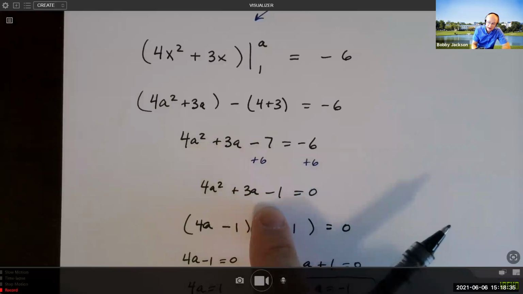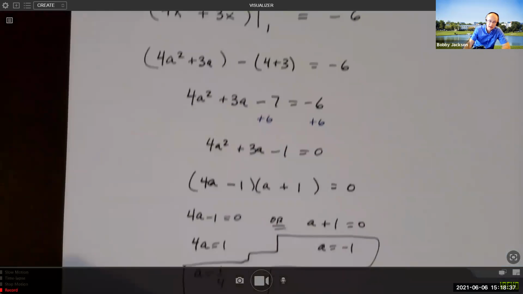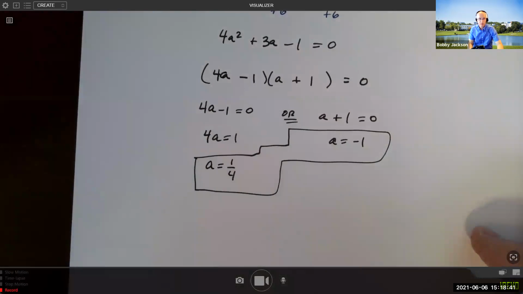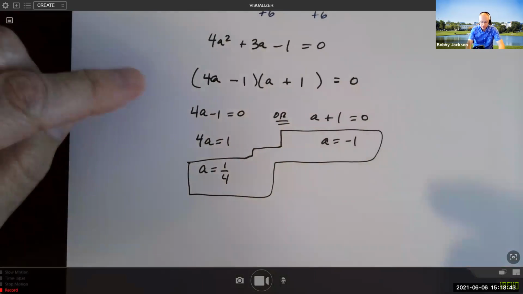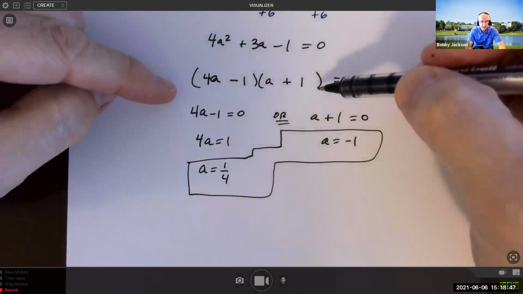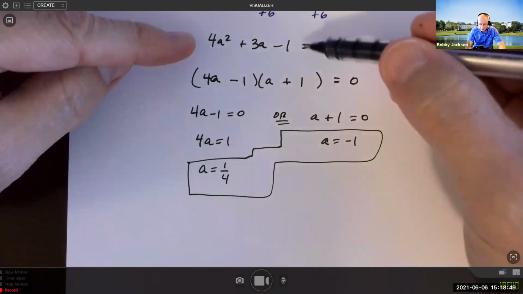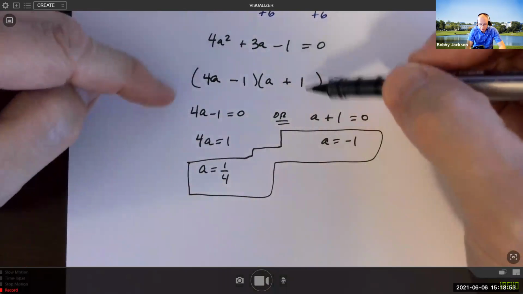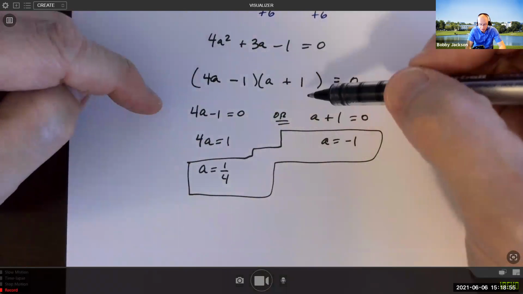And then can I factor this? It turns out, yes, you can. And so again, you've got to be able to factor in this course. If you're having trouble factoring an expression like this, which factors like this, please get the help that you need. See me. Make an appointment with me. Do something to be able to get the help you need.